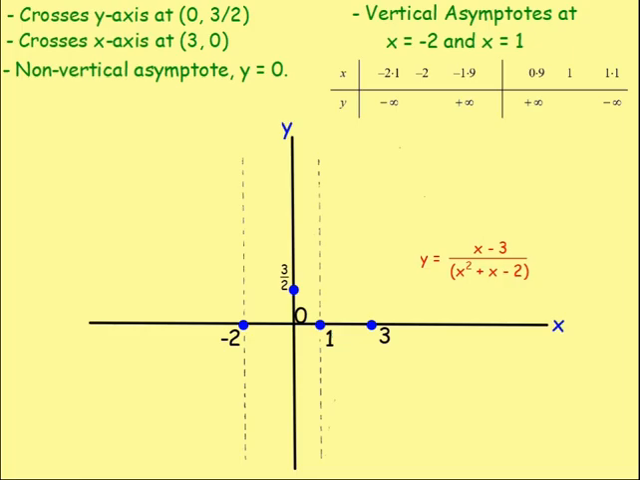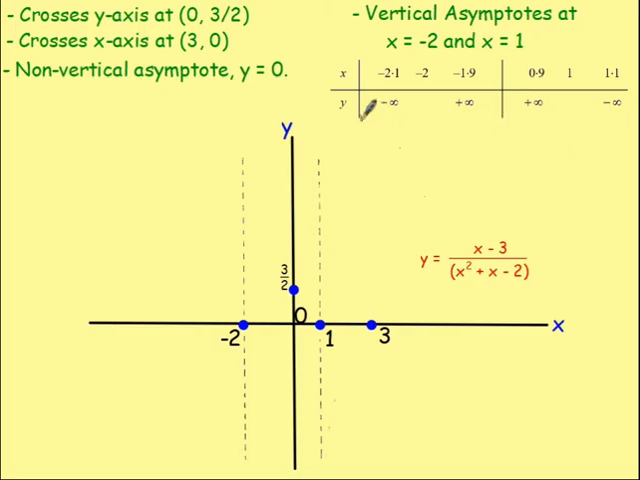Now all you want to do is take all of these parts. I've just summarised them at the top here. We know the graph crosses the y-axis at (0, 3/2), so just marking that on. Mark on as well where it crosses the x-axis at (3, 0). I know we've got vertical asymptotes at -2 and 1, so just mark them on with a dotted line. And we know there's a non-vertical asymptote at y equals 0, in other words, your x-axis.